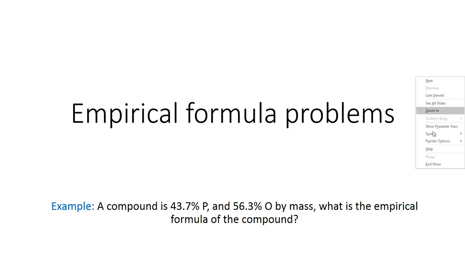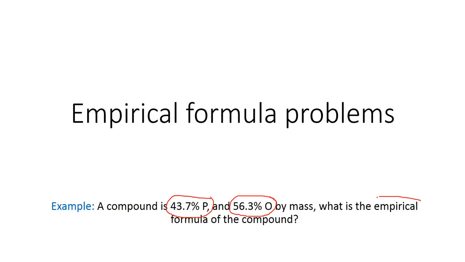First, let me get a pen. So in this example, we have a compound that is 43.7% of phosphorus and 56.3% of oxygen by mass. What is the empirical formula of this compound?